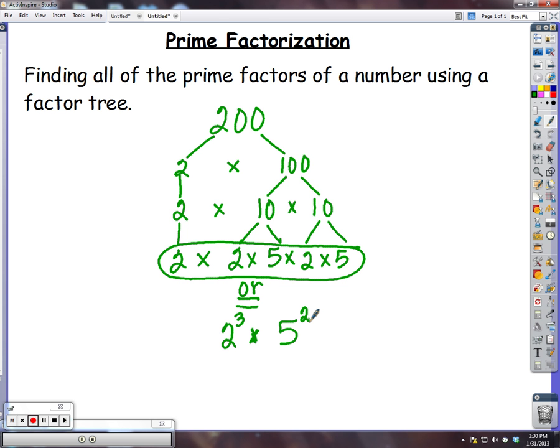Using a factor tree is one of the best and easiest ways to find all of the prime factors of any number.